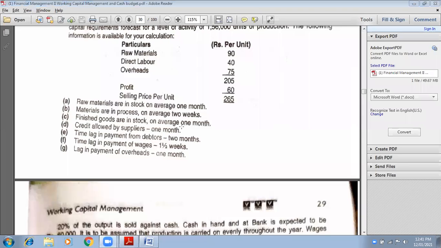3000 into how many weeks? 8 weeks. Very good. 8 weeks. Into what is the rate now? Ma'am, 212. 265 into 80 percentage is 212.